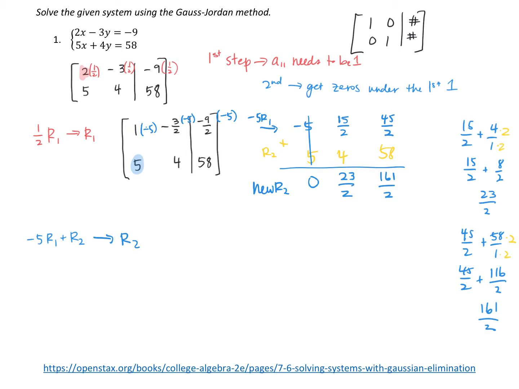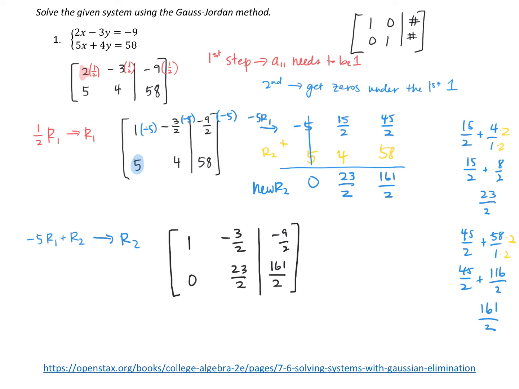So I didn't do anything to row 1. So I have 1, let me use black here to be consistent. So I have 1, -3/2, negative 9 halves. Okay, and then my new row 2 is 0, 23 halves, and 161 over 2. Okay, so now my first column looks good. I've got a 1 and a 0 in the positions that I want.